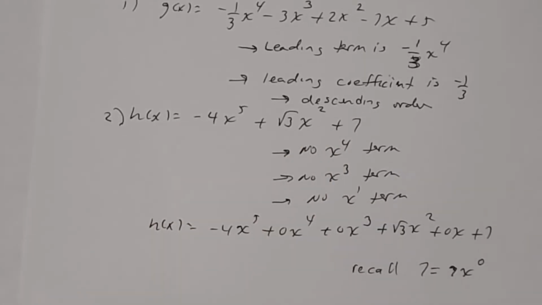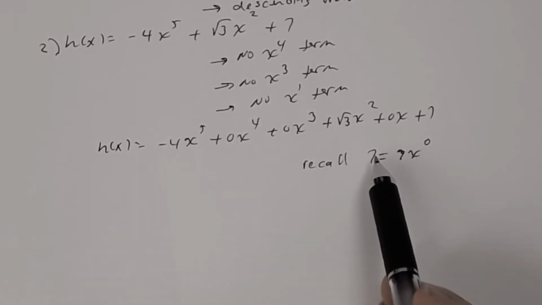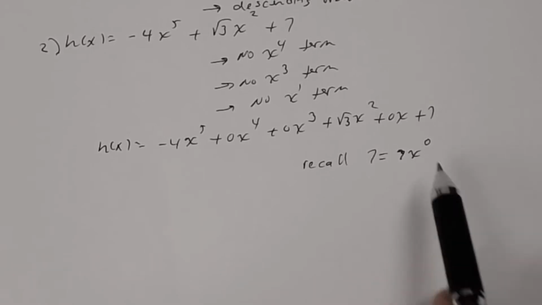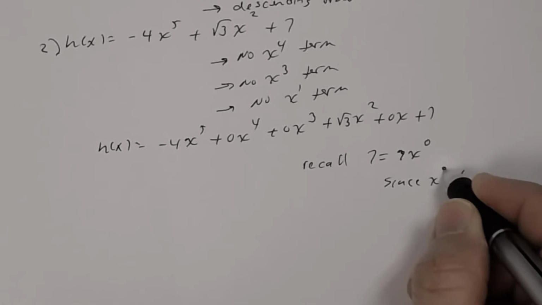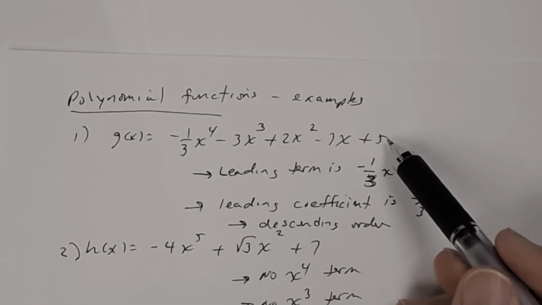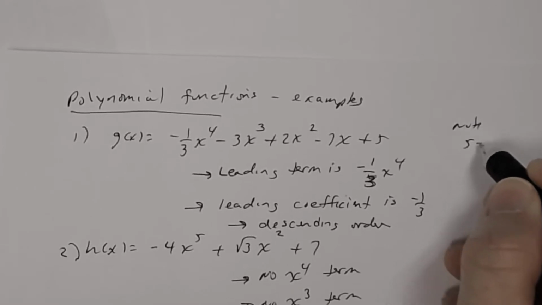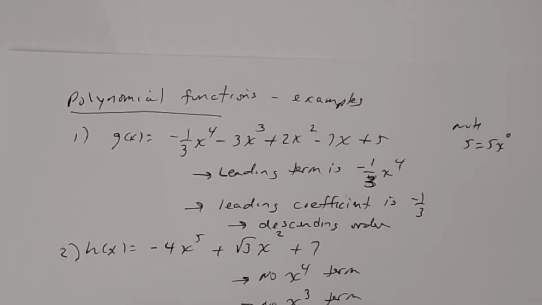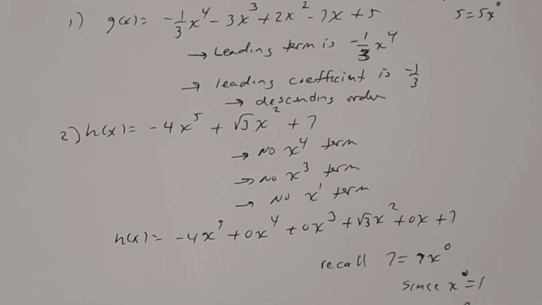Okay, so it's going to be important when we talk about degrees about this idea here. So just remember that 7 I can write as 7 times x to the 0 power since x to the 0 power is equal to 1. And so we get 7 times 1 is 7. Okay? So all these constants, see this right here? That can be written as 5 times x to the 0 power. So note, 5 I can write as 5 times x to the 0 power. Okay? But we don't put that. We just leave it as 5. All right, so that's important to understand.